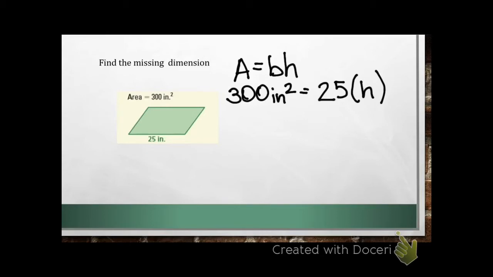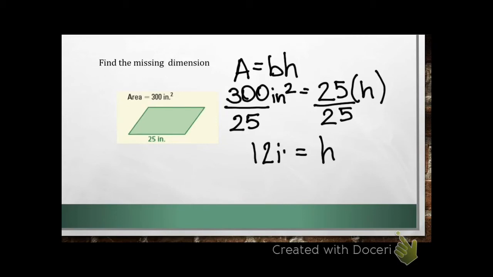Remember, we're going to treat this like an algebraic equation. We want H to stand alone, so I've got to get rid of this 25. I'm going to do that by doing the opposite. They want me to multiply 25 times H, but I'm going to do the opposite and divide. Whatever I do to one side of the equation, I have to do to the other. So when I divide both sides by 25, that leaves me with H equal to, and how many times can 25 go into 300? It can go in there 12 times. So my answer is 12 inches. Remember, this number is not going to be squared because it is not area. It's just a missing dimension.